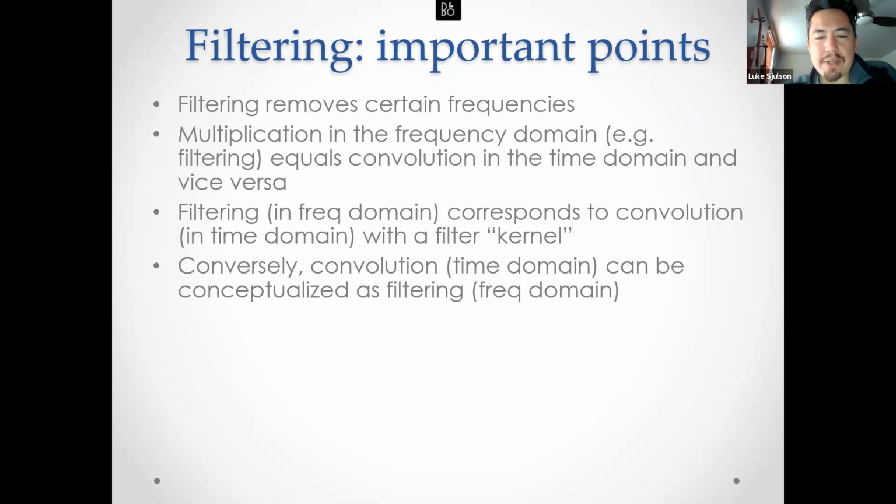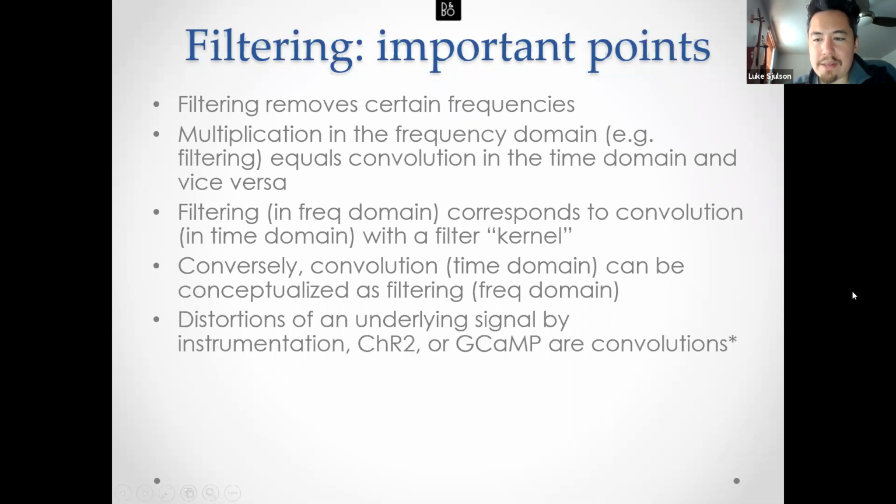All right, so this is one of the things I think is important: we can conceptualize convolution as filtering. So the GCaMP signal is a filtered version of the spike trains, or the channelrhodopsin conductance is a filtered version of the light pulses that you give, or alternatively, a microscope image is a filtered version of the true distribution of fluorescence in the sample. Any sort of distortions by an instrument, like the point spread function of a microscope, those are all convolutions.